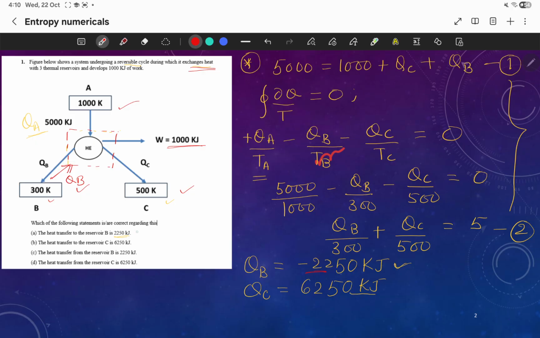No, it is not. Reservoir B is 2250. No, this is not. The heat transfer to the reservoir C is 6250. Yes, 6250, this is correct. Heat transfer to the reservoir, that we are transferring heat to this is correct. Heat transfer from the reservoir B is 2250. This is correct. Okay, so this is from the reservoir B. Okay, qb is 2250. This is correct.